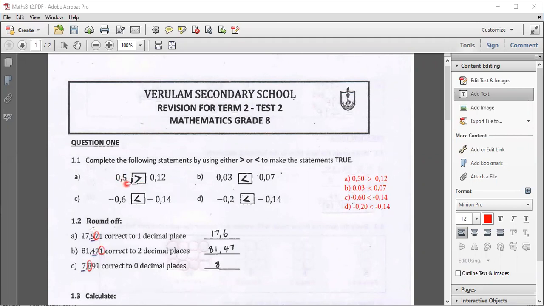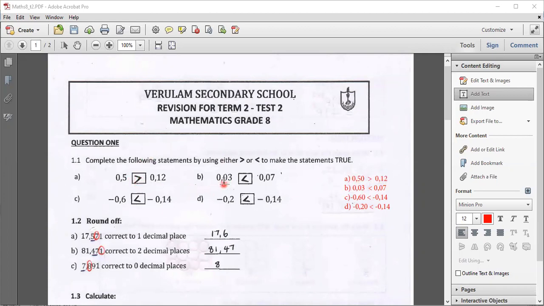If you look at 0,5 and 0,12, you need to write them with the same number of spaces after your decimal comma. So 0,5, there's one space here. Here we have 2 decimal places, 12. So if you look at this, A can be written as 0,50 and 0,12. So you compare your numbers. 50 is greater than 12. So we use the greater than sign.